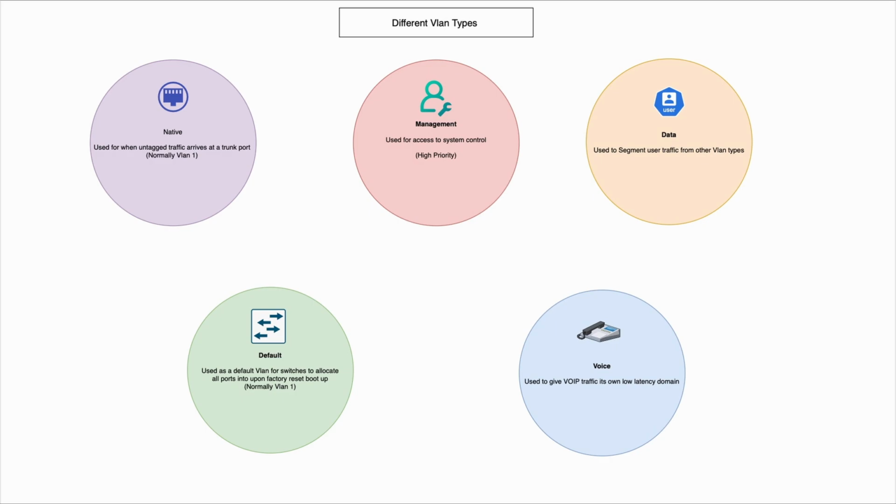The voice VLAN is designed for VoIP traffic and will have high priority within the network to make sure VoIP traffic achieves low latency. The default VLAN, normally VLAN 1, is the VLAN that a switch puts all of its ports in upon boot up. All control plane traffic is also within VLAN 1. The native VLAN is for when trunk ports receive untagged traffic, instead of just denying it, they filter it into their native VLAN, normally being VLAN 1.